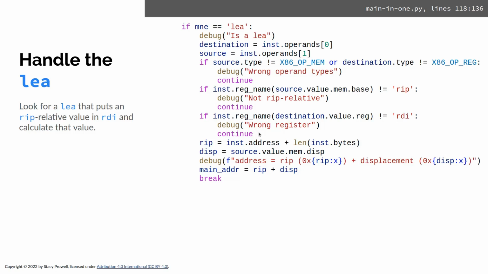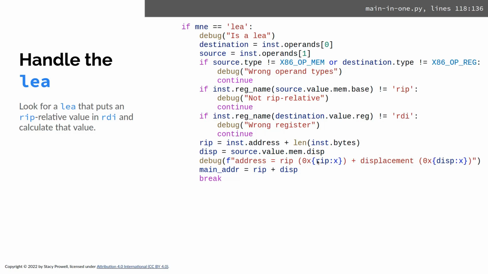I just have to compute 2 things. I have to know what RIP is and what the displacement is, and just add them. So RIP is easy. It's the address of the next instruction in the linear order. So that's the address of the current instruction plus the number of bytes in that instruction. That's the address of the next instruction. That's what goes in RIP. The displacement is just the displacement from the memory expression.